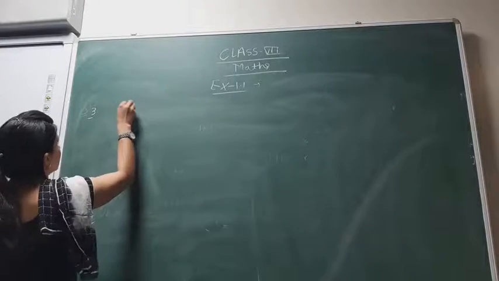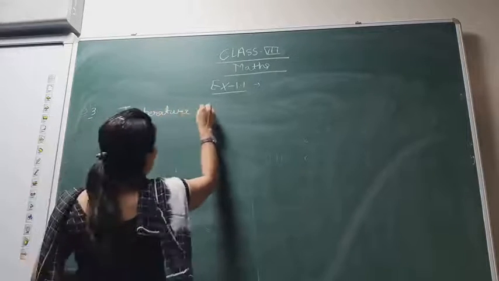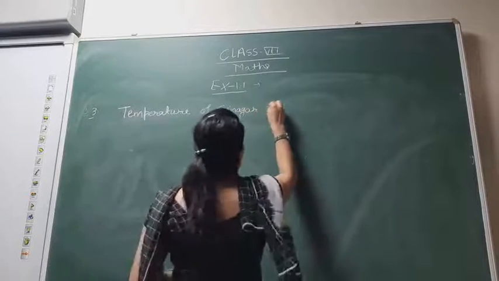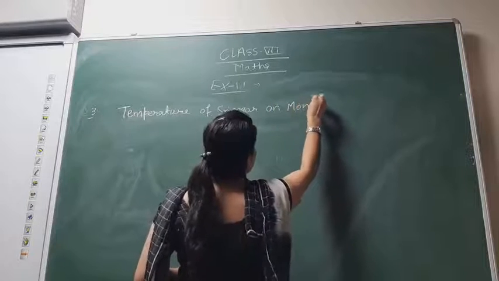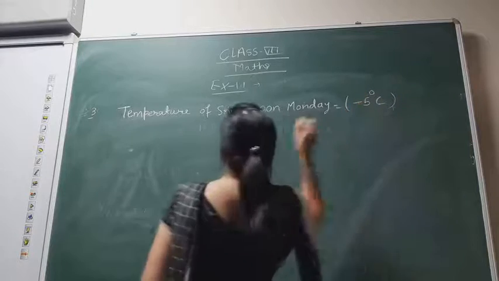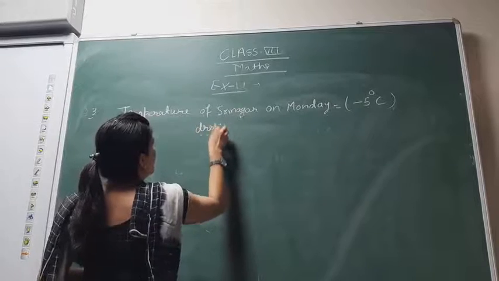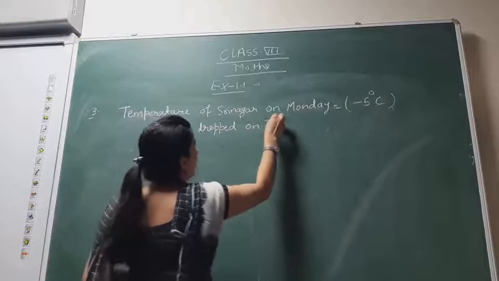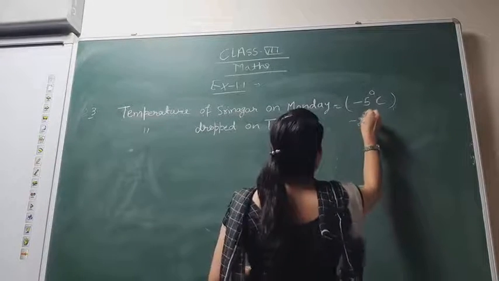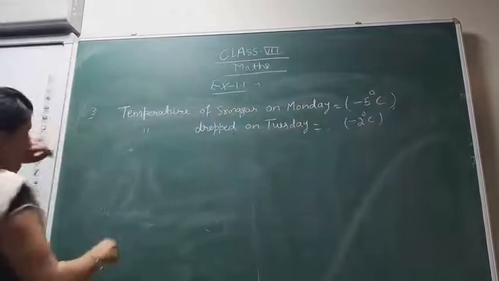Temperature of Srinagar on Monday. It is minus 5 degrees Celsius. Temperature dropped on Tuesday. How much did it drop? Minus 2 degrees Celsius. They have said drop, so we write minus 2 degrees Celsius.